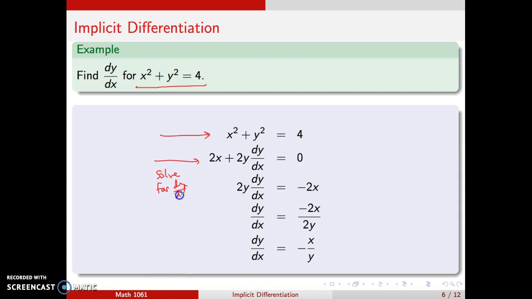Now, at this point, we solve for dy/dx. And that's what we do from then on. So we start off with just the relation, then we differentiate, and then we solve.